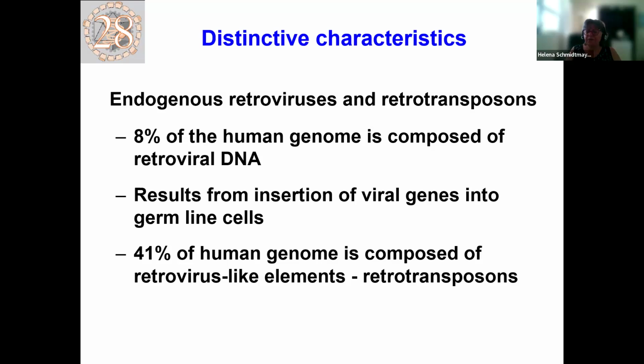So transposons, I recall from genetics too, are what we call jumping genes, which can jump from one location to another, and retrotransposons are part of the transposable elements or jumping genes.